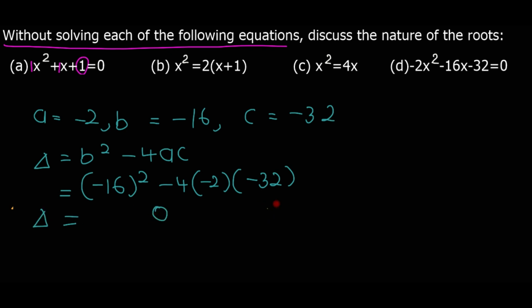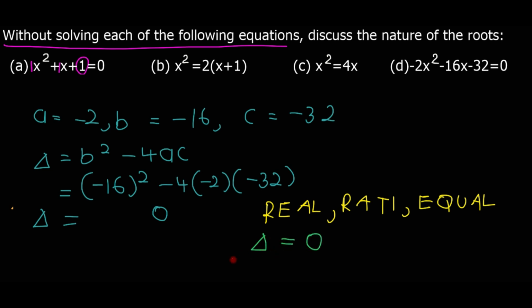So the nature of the roots is real, and then rational, and then equal. The reason is because delta is equal to 0. So that is the only reason. What is important is to remember when delta is greater than 0, less than 0, what type of roots. So this is our answer anyway.